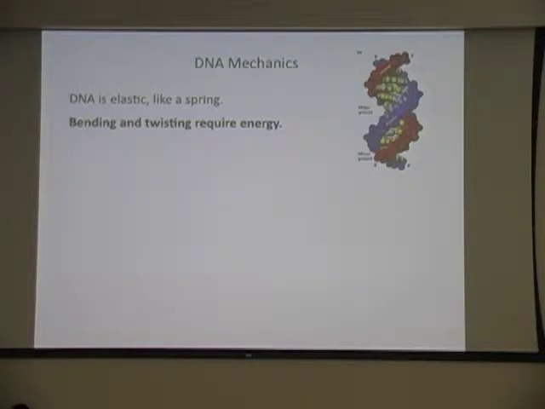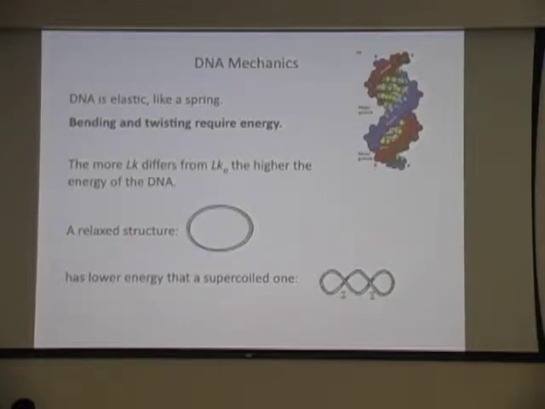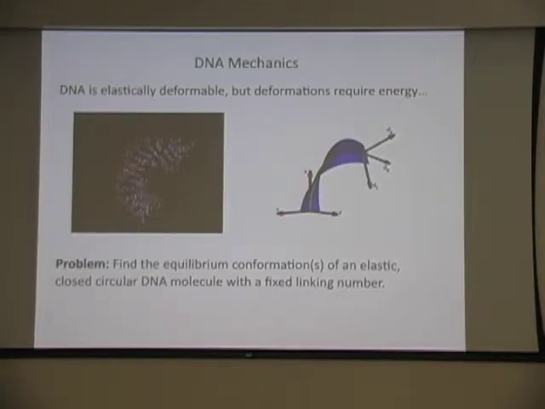So now you can do mechanics, you can do engineering with this molecule. And so basically, a supercoiled structure like this guy has a higher energy than a relaxed structure because there's more bending involved here. You can see that it would be a higher energy. So here's a nice problem in molecular engineering. So you have a DNA molecule that's circular. It's closed with a fixed linking number, whatever it may be. I'll put in a linking number of 2 here, just for the sake of argument.